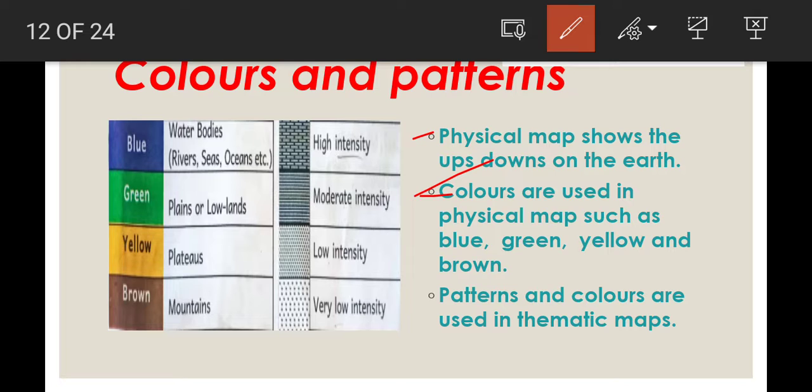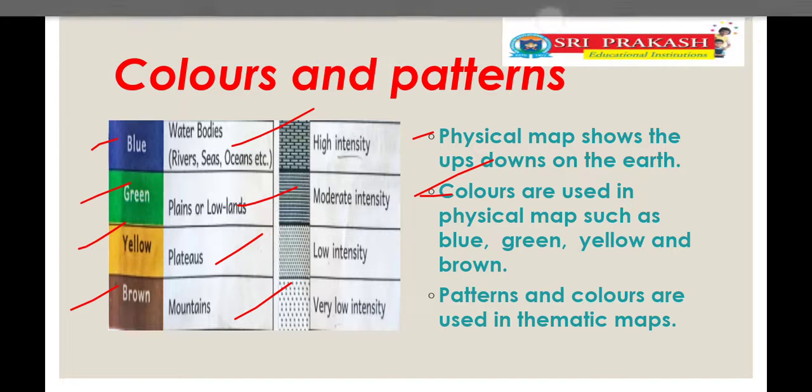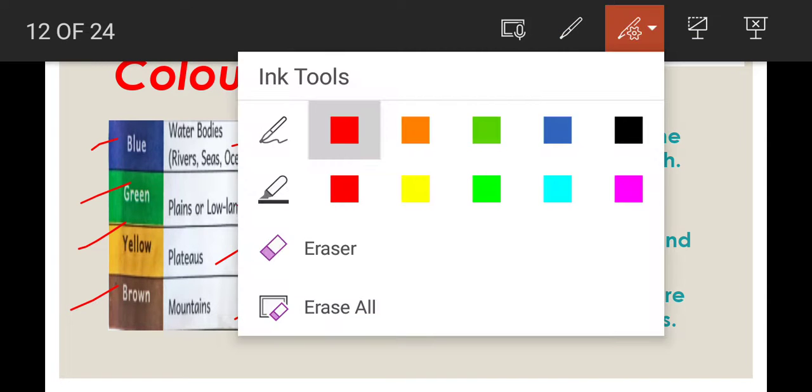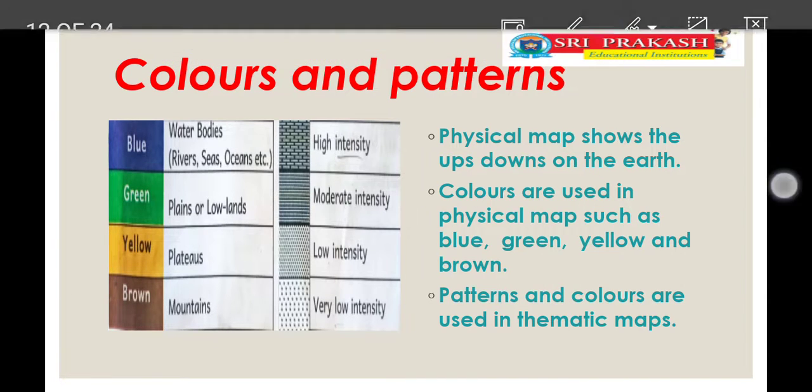And next one, green color. Actually, we use it for the plain regions, and yellow for plateau. Just you see, children, yellow is the plateau region. Green color is plain, blue is water bodies, and brown color is for mountains. So we use different colors to identify the landforms. Physical map describes the landform, children.